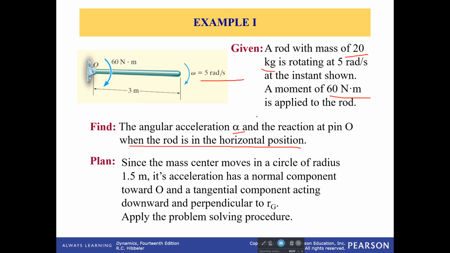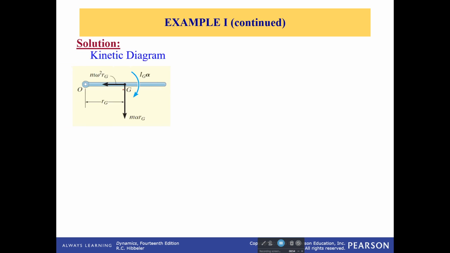Well, we're going to follow our procedure for analysis. Also, since the mass center moves in a circle with a radius of 1.5 meters, this is the mass center right here, moves in a circle right here, its acceleration is going to have a normal component toward the center, which is right here, and a tangential component that's acting tangent to the path. So let's try it out.